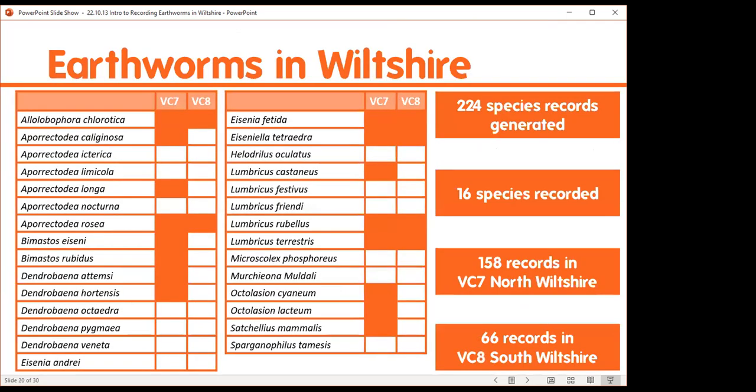So earthworms in Wiltshire. I looked at our data and looked at what we've got. So these are the 29 species that we've got in Great Britain. We can see that there are a lot of gaps here, and we can see that Vice County 7, which is North Wiltshire, we've got a lot more species. We've got 16 species. In Vice County 8, which is South Wiltshire, we've only got 6 species. Yeah, we've only got 224 species records full stop. So that is a species at a point in time at a site.